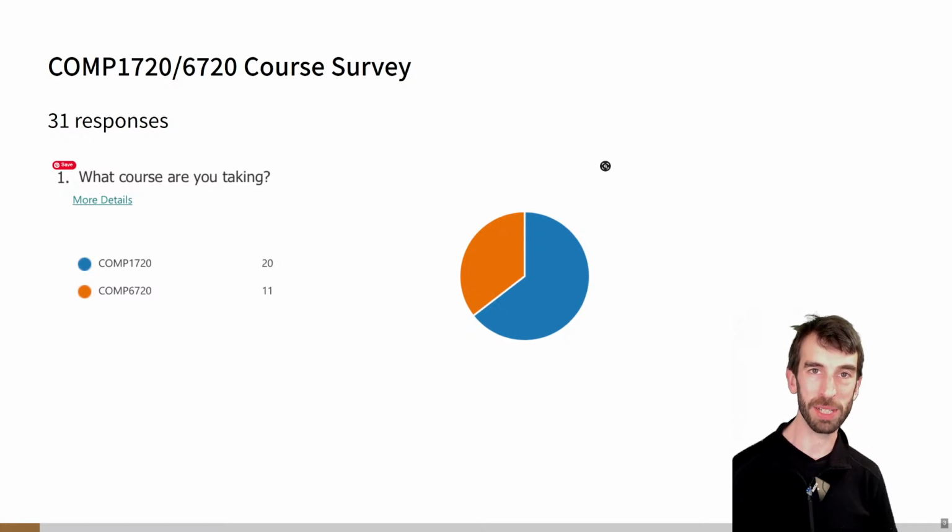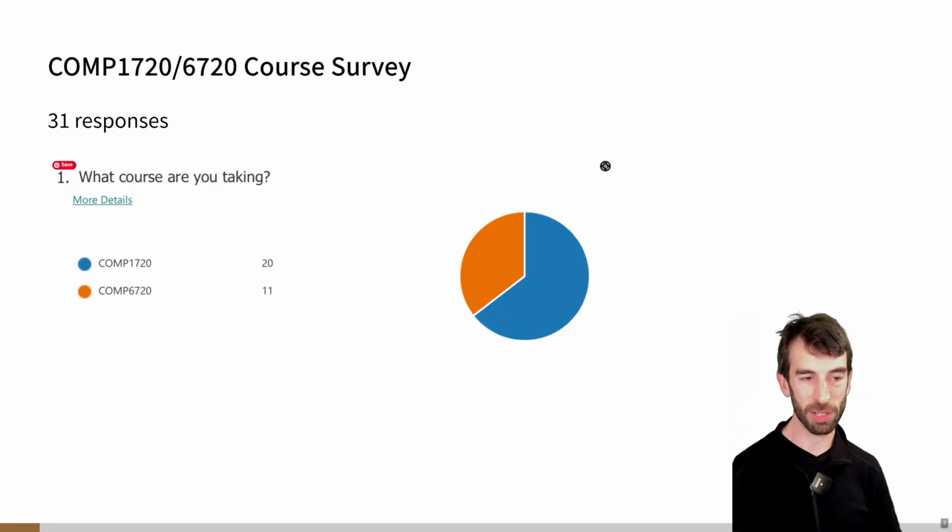I hope that when we do a second survey, we get more than 31, because it would be great to have a more wide view of the course. But I had about 2/3 1720 and 1/3 6720 students getting results back.